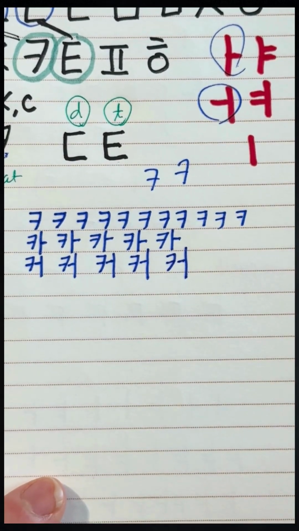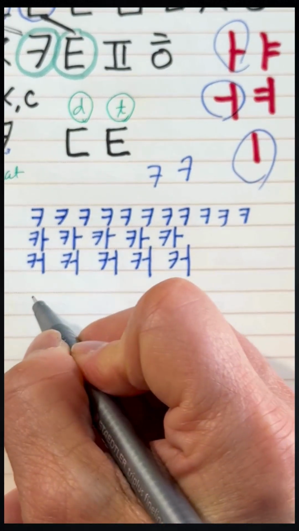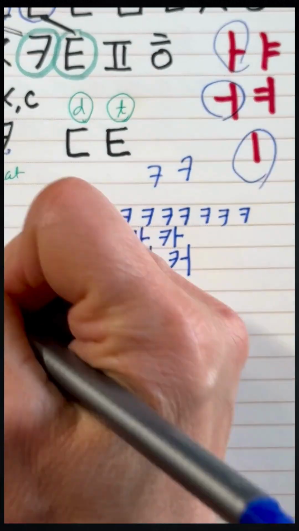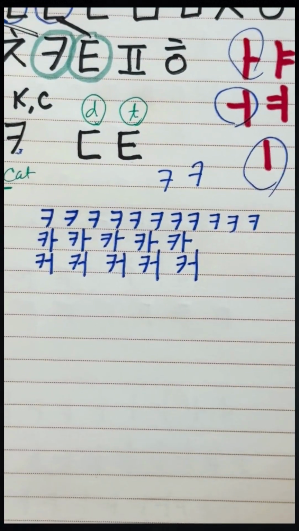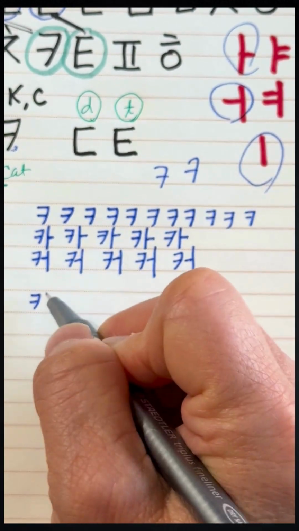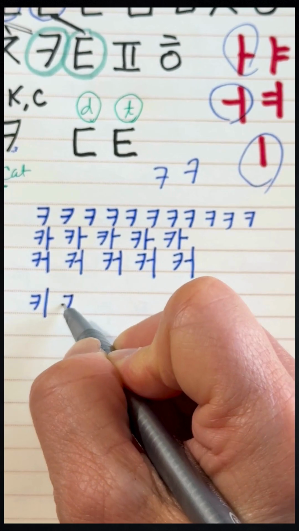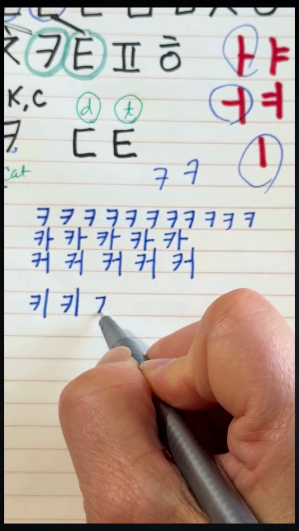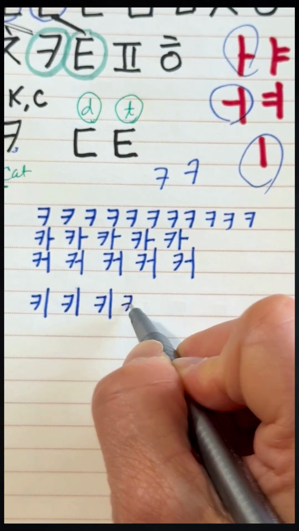Let's write 키. 크, key. So if you want to transliterate the English word key into Korean, this is how you write it. 크, 이, key. Okay, key, by the way, means height. Your height. Key.